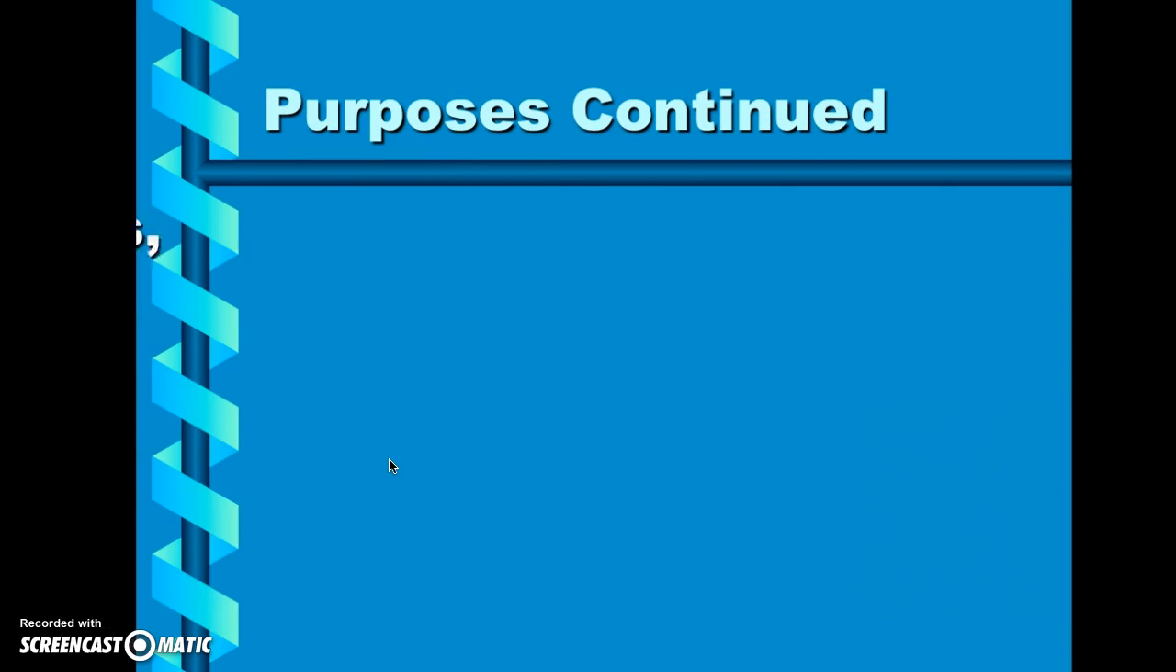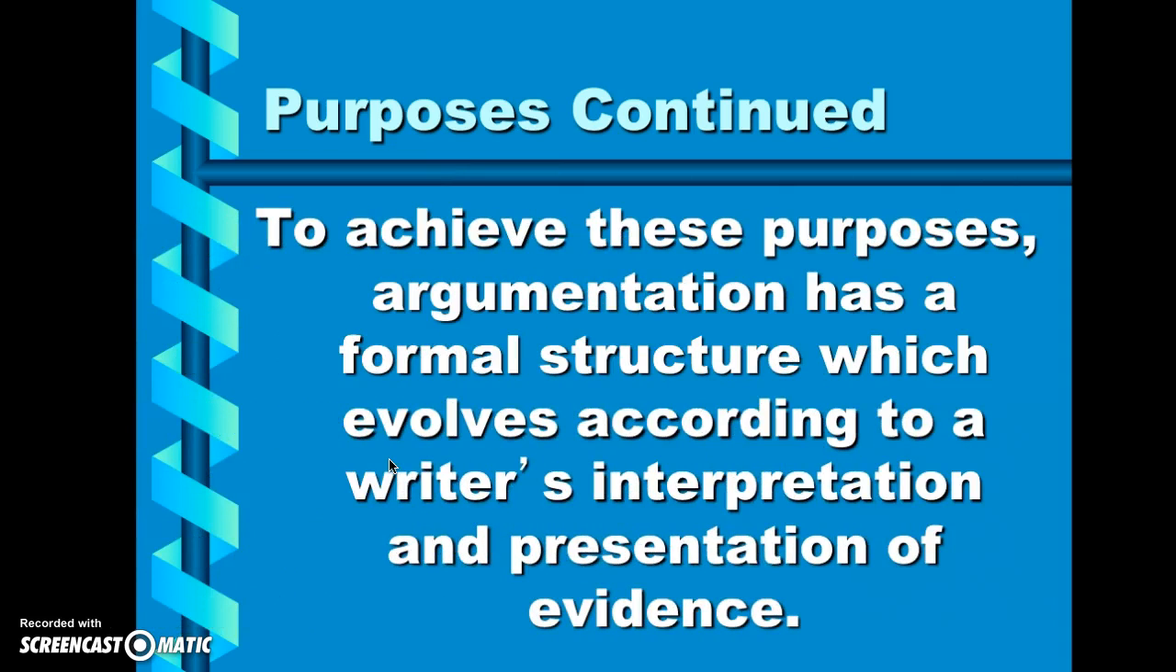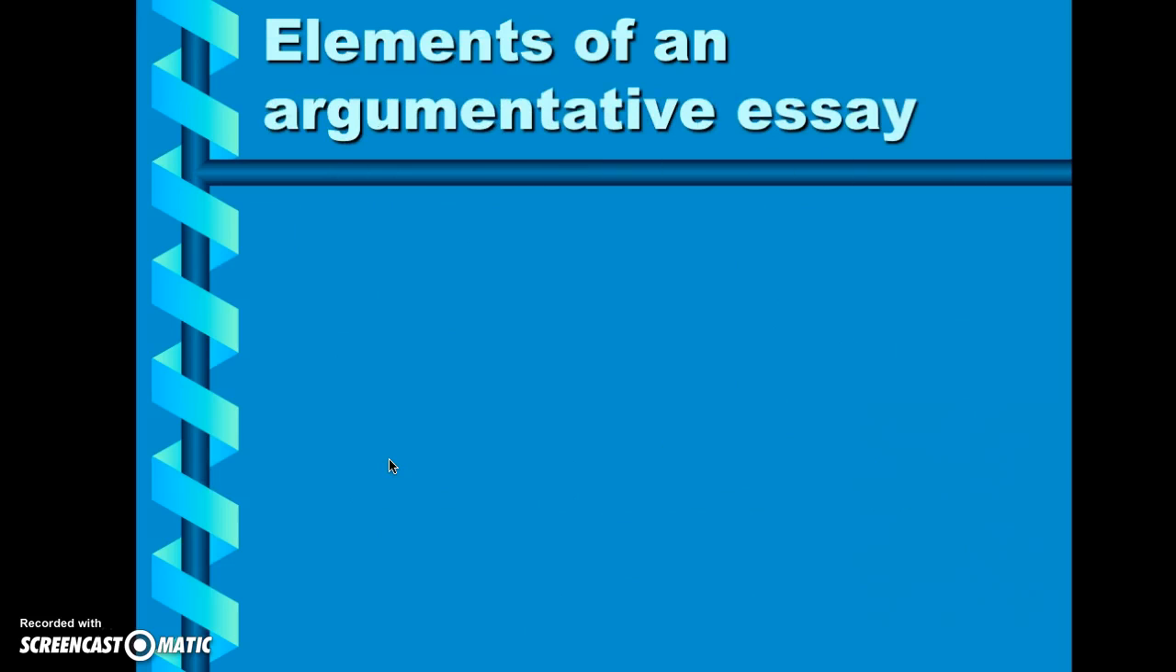So, purposes continued. To achieve these purposes, argumentation has a formal structure which evolves according to the writer's interpretation and presentation of evidence. I'm going to break that down for you. I'm going to make it nice and simple. From this slide, you need to take that there's a structure that uses evidence, and it breaks down into this.